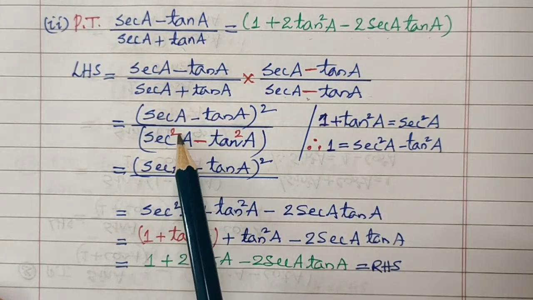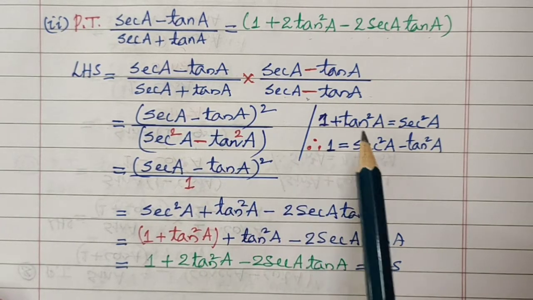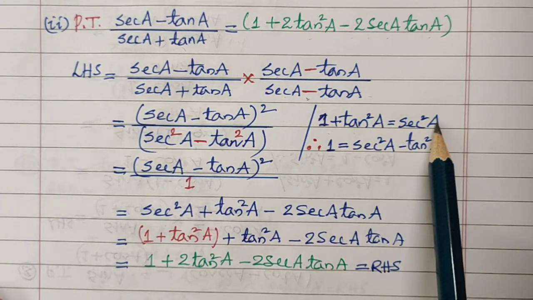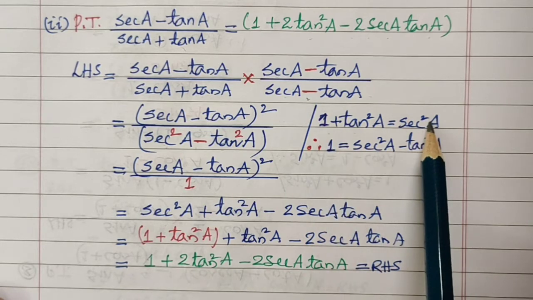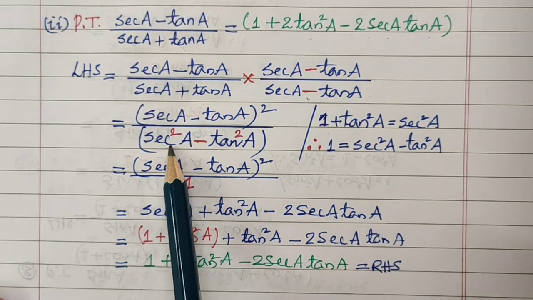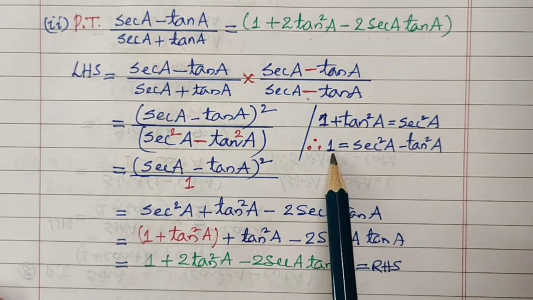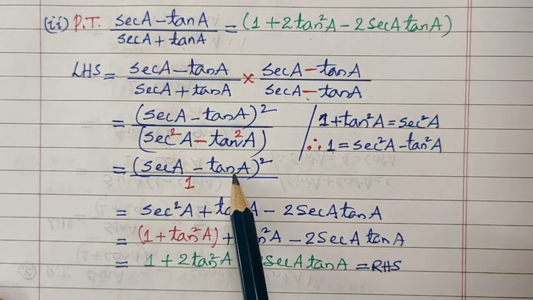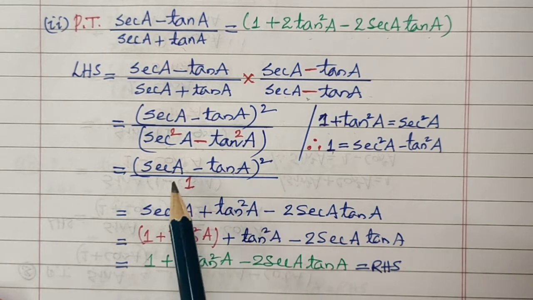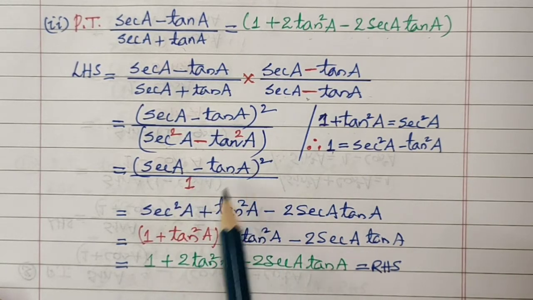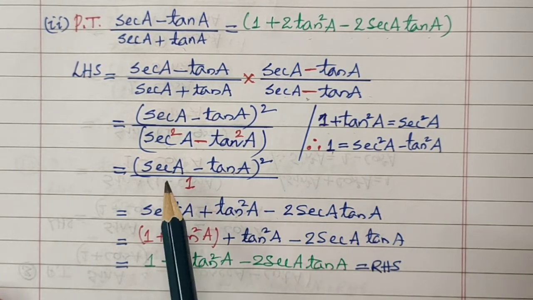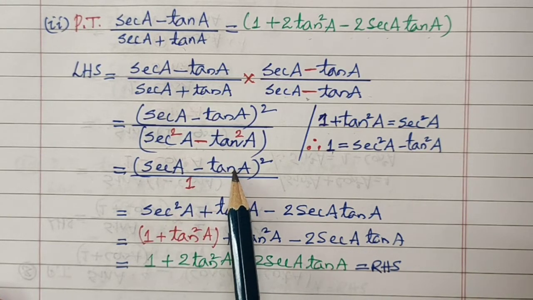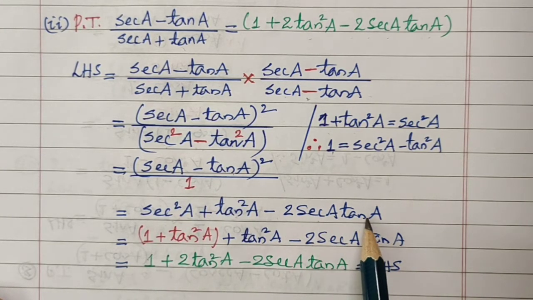A square is secant square a minus tan square a. So we know that 1 plus tan square a is equal to secant square a. Therefore 1 is equal to secant square a minus tan square a. In place of secant square a minus tan square a, we can write 1. So we are left with secant a minus tan a whole square. Then expand this, a minus b whole square, a square plus b square minus 2ab: secant square a plus tan square a minus 2 into secant a tan a.